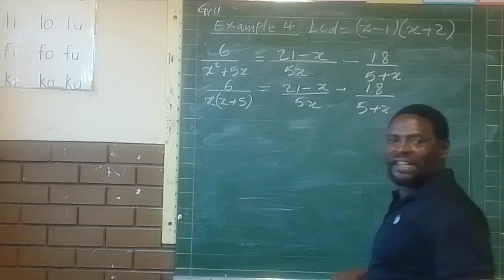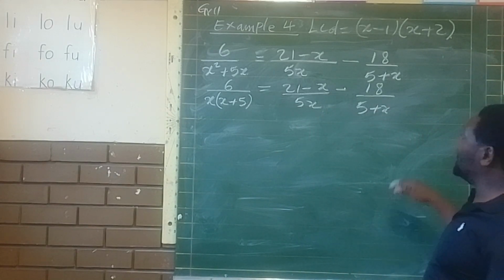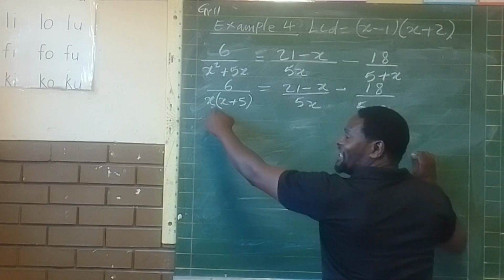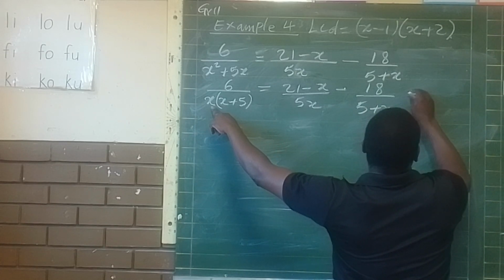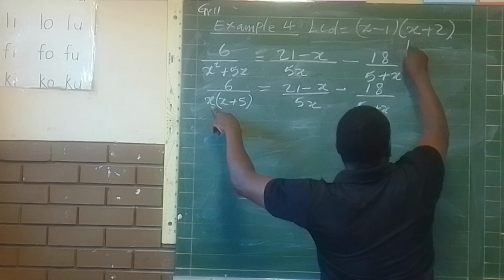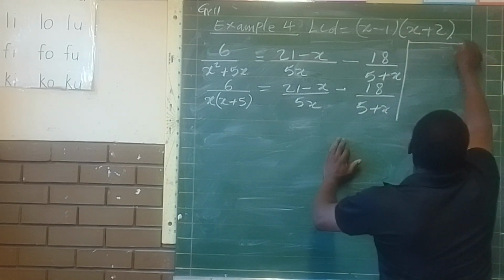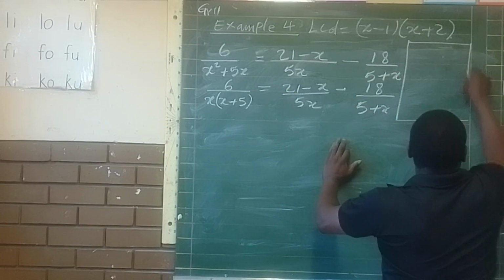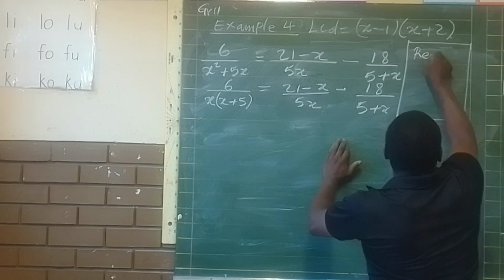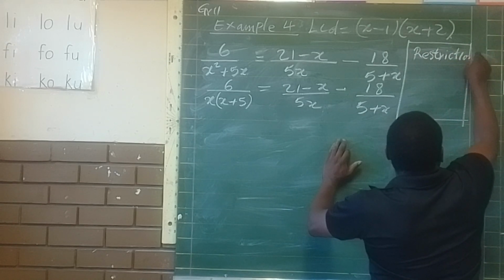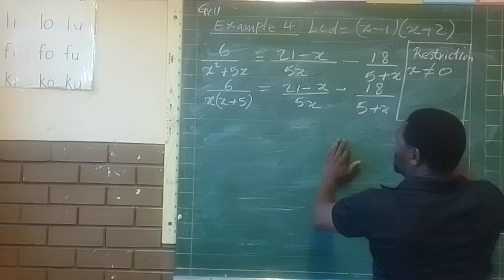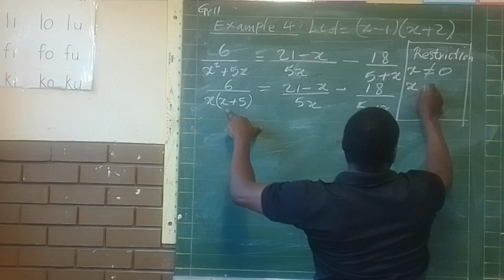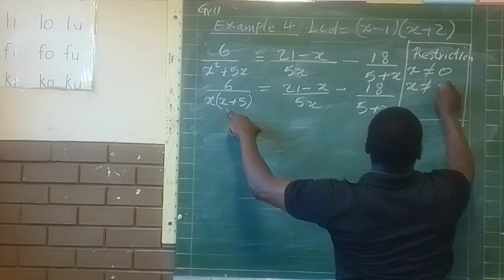Who can tell me what is the restriction here? We're restricting it for x must not be equals to 0. Here the restriction, x must not be equals to 0. This is your restriction. X must never be equals to 0. X must never be equals to 5.